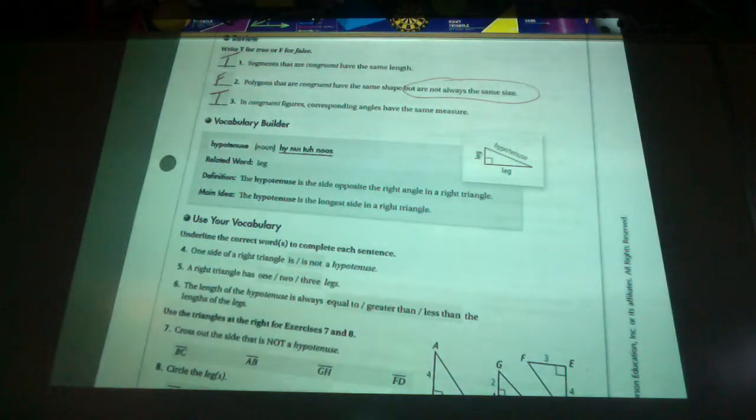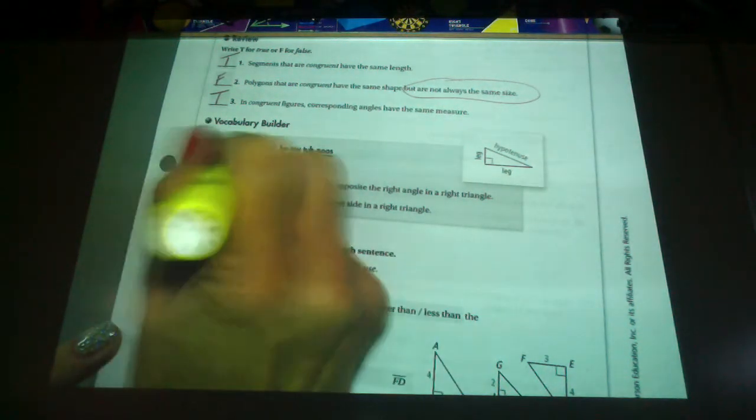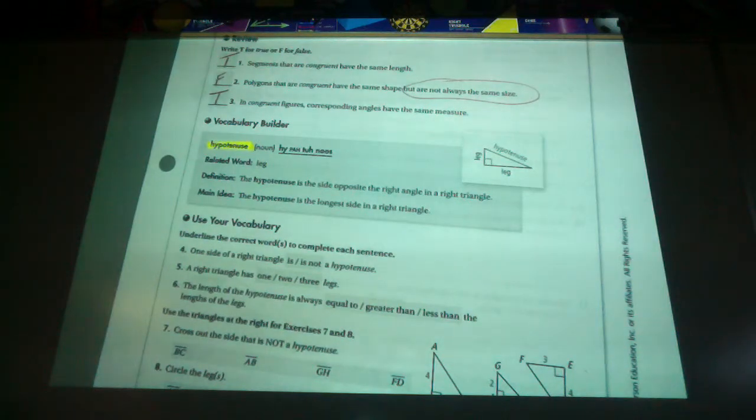And then today, hypotenuse is one of my favorite words ever. Your favorite what? Oh, I had no idea.